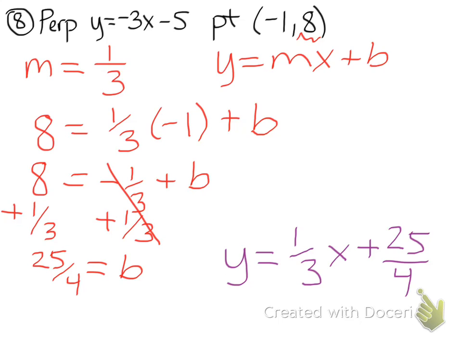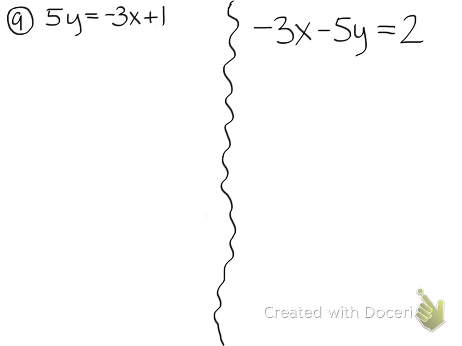Alright, let's look at the next problem. It says, classify each line as parallel, perpendicular, or neither. So here we have two lines. It says 5y equals -3x plus 1, and -3x minus 5y is equal to 2. Okay, so in order to find out whether a line is parallel or perpendicular, what you have to do is you have to figure out what the slope is.